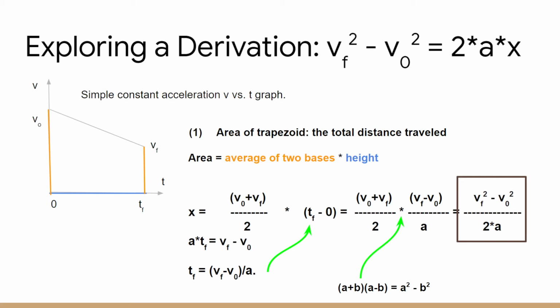So now what do we do? To get to that formula, all we have to do is simply multiply both sides by 2a, right? Once we do that, we get 2ax is equal to v final squared minus v initial squared, and there we have it. So formula proven, and this is a different way, a different means of looking at it through a case of geometry.